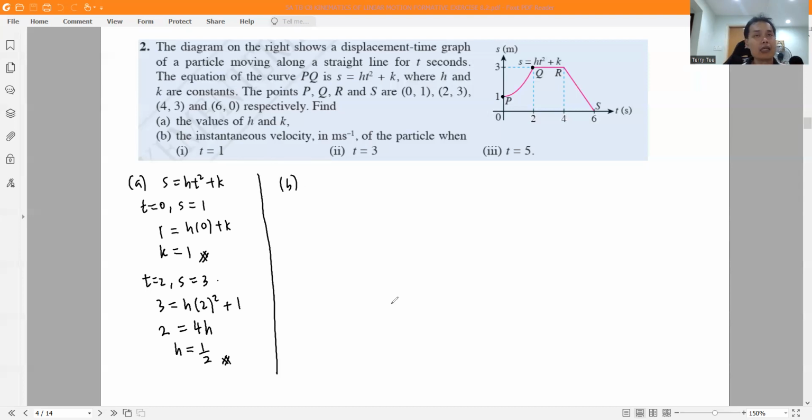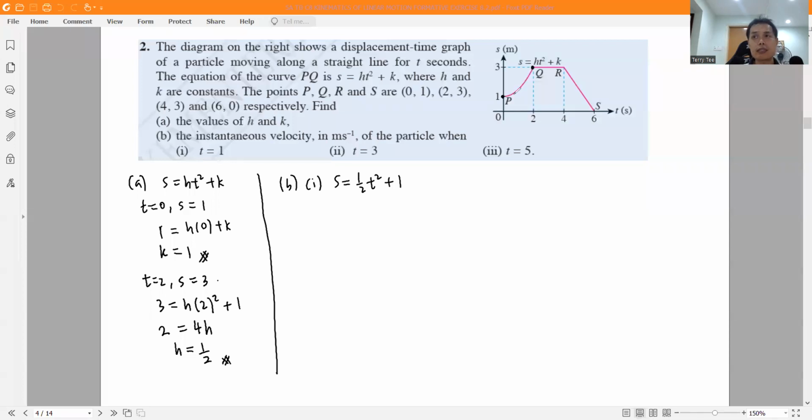Yeah, fairly simple. Now, next, find the instantaneous velocity at t equals 1, t equals 3, t equals 5. For t equals 1, it still follows this function here. So we can rewrite here, your s is now half t squared plus 1. Your h is half, your k is 1. So when t equals 1, let's sub inside. Okay, you're finding the velocity, sorry. You need to differentiate first. Oops, you're finding the velocity here.